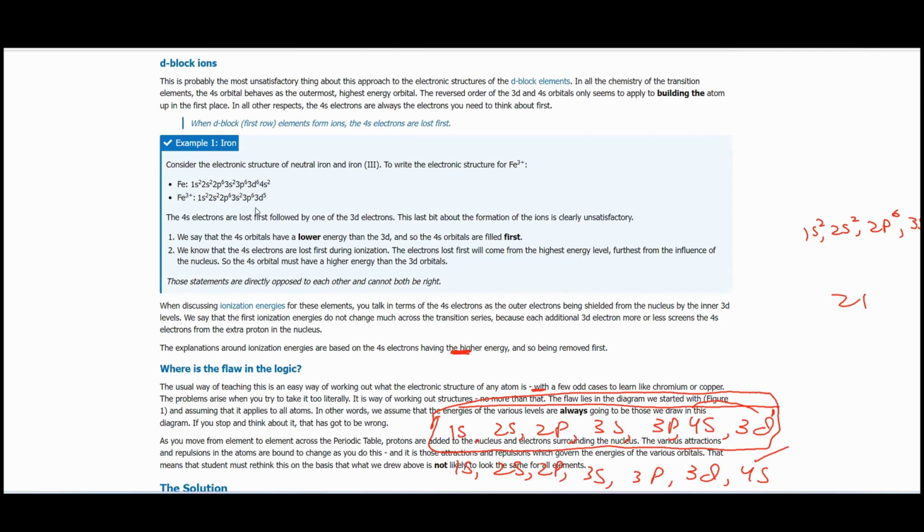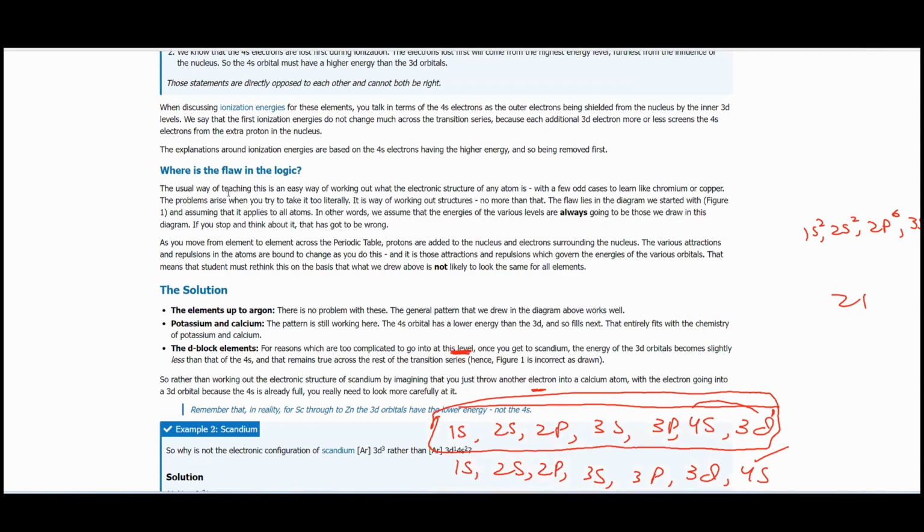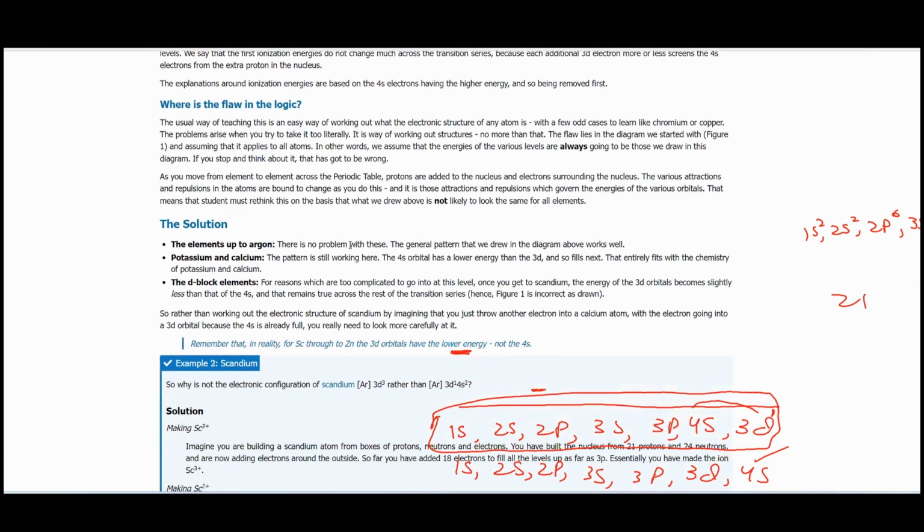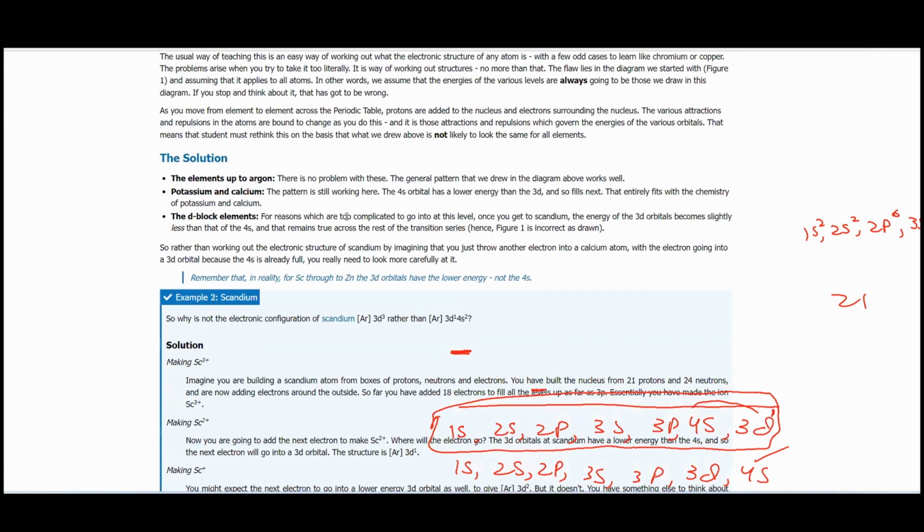So where is the flaw in the logic? The solution, how to argon. There's no problem with D. The general pattern that we do in the diagram, the pattern is still working. The 4s orbital has lower energy than 3D, and so forth, and it entirely fits with it.